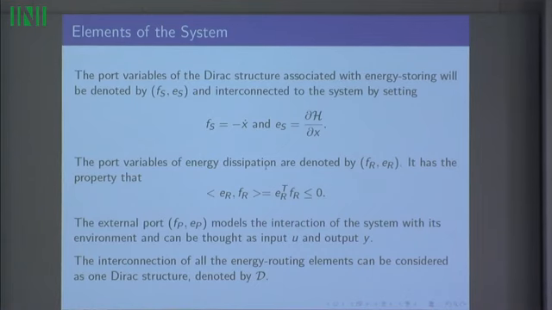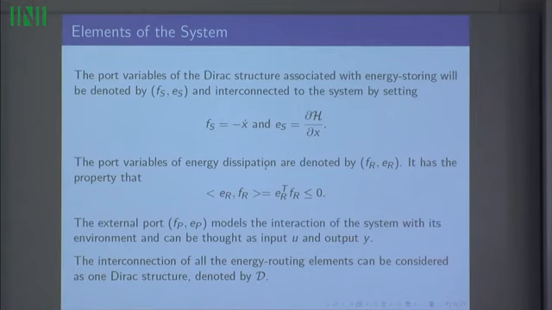The next elements are energy dissipation. This is the extension of Port-Hamiltonians, and this is how they are defined. This should be less than or equal to zero, so that they are energy dissipating elements. And the next one is external ports. These will be our input U and output Y. That's how we can also control the systems.